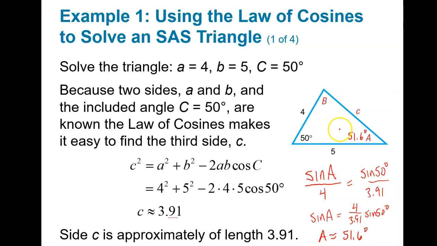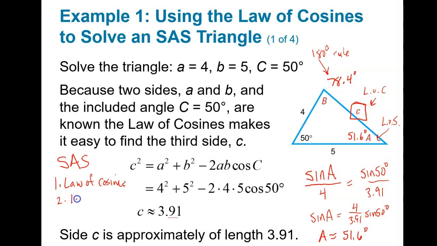All right, and since this is 50 and this is 51.6, I can find B with the 180 rule. B is approximately 78.4 degrees. All right, so again, think of the process. How did I go through it? I found C with the law of cosines, L-O-C. Then I found A with the law of sines, L-O-S, and then I found B with the 180 rule. So that's the procedure when I have an SAS triangle: law of cosines, law of sines, 180 rule.